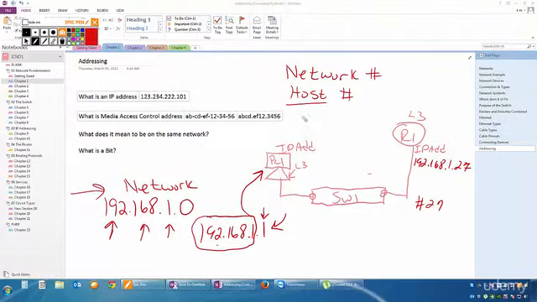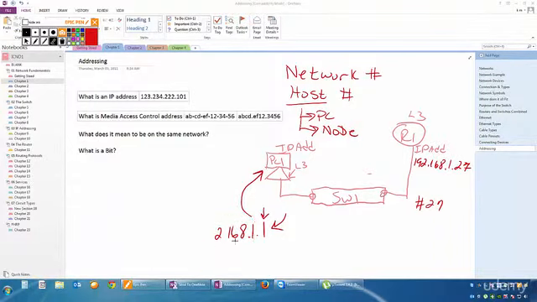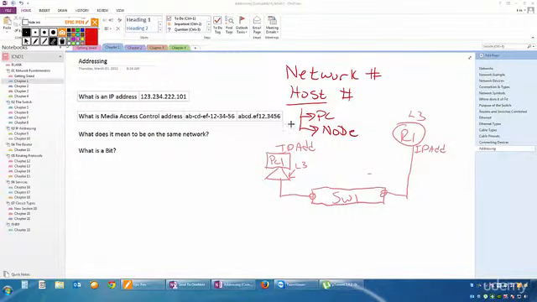Host means PC, printer, whatever you also want to call it. It also means node. Good to know. So that's what an IP address is. So what is a MAC address? Now, before we talk about MAC addresses, remember IP address is a layer 3 concept.